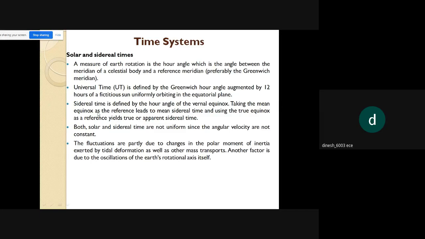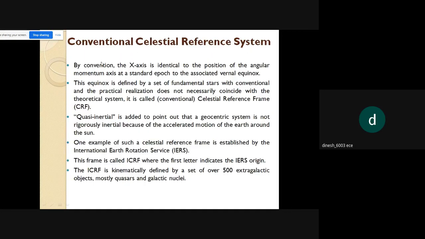So taking the mean equinox as the reference leads to mean sidereal time, and using the true equinox as a reference yields true or apparent sidereal time. So this equinox is being determined by this celestial reference system, which uses triangular laws of triangulation for determining the positioning.